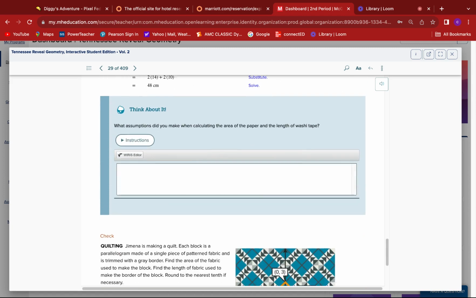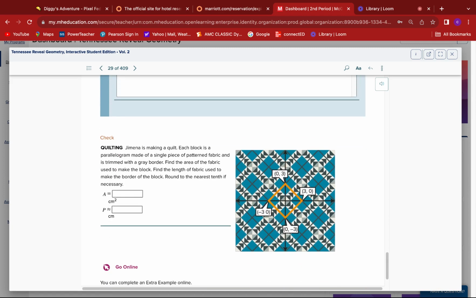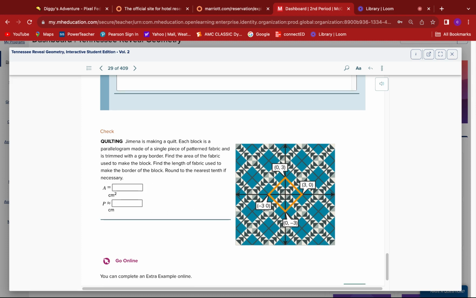Very nice. If you haven't turned the page yet, we're on page 416 at the bottom, on the check. This looks like our last one because I'm looking at practice problems on the next page of your workbook. Quilting. Jamina is making a quilt. Each block is a parallelogram made of a single piece of patterned fabric and is trimmed with a gray border. Find the area of the fabric used to make the block. Find the length of the fabric used to make the border of the block. That's perimeter. Round to the nearest tenth if necessary.